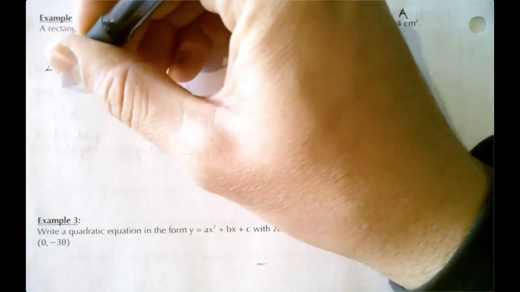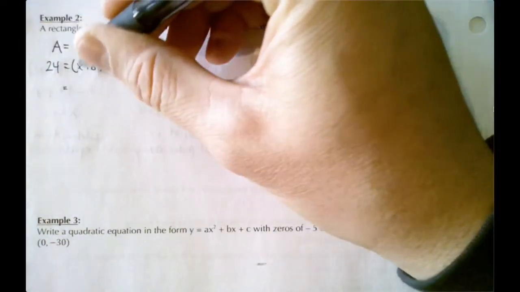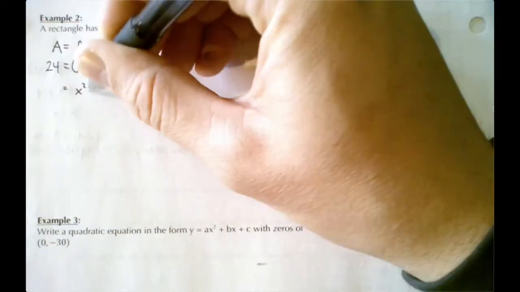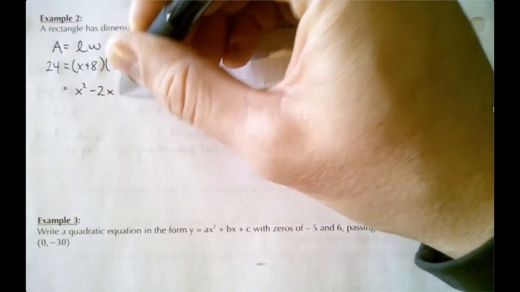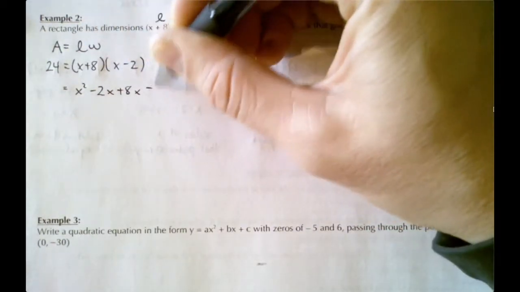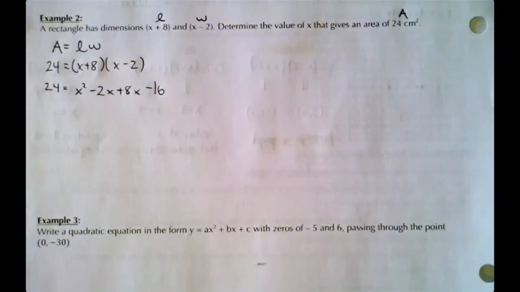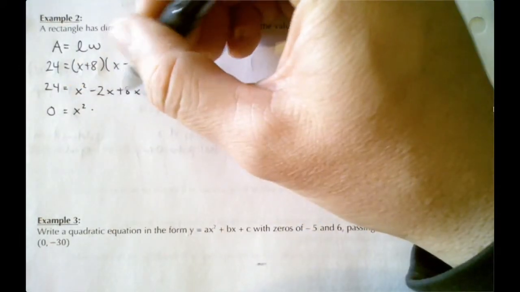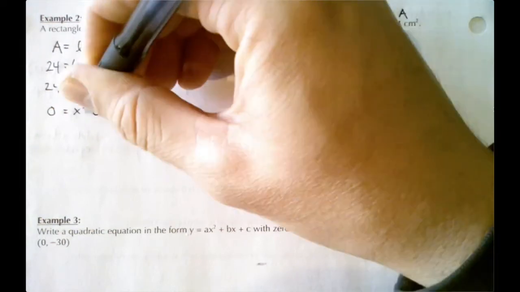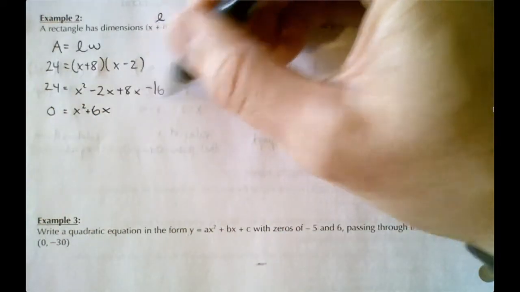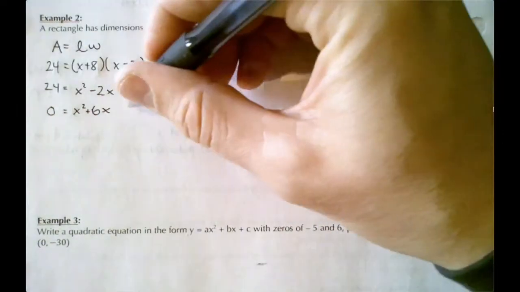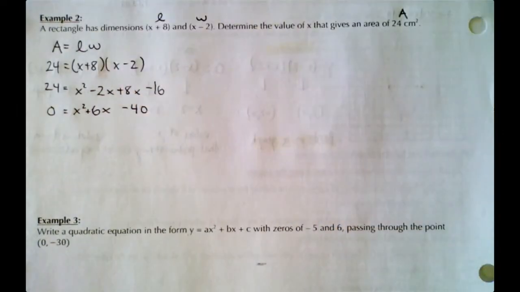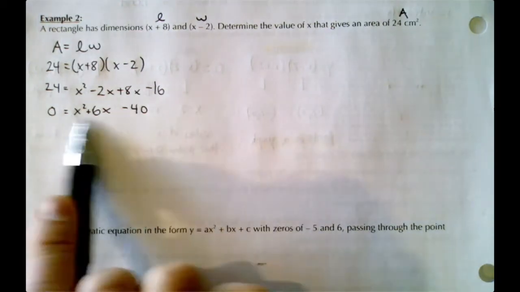So what we're going to do is expand and collect all of our terms on one side. We're going to expand this by FOILing. x times x is x squared, x times negative 2 is negative 2x, 8 times x is 8x, and 8 times negative 2 is negative 16. Now we can bring the 24 to the other side and collect our like terms. Negative 2x and 8x make 6x, and negative 16 minus 24, because we're bringing the 24 over, gives us negative 40. Now we have a nice quadratic that we can solve.